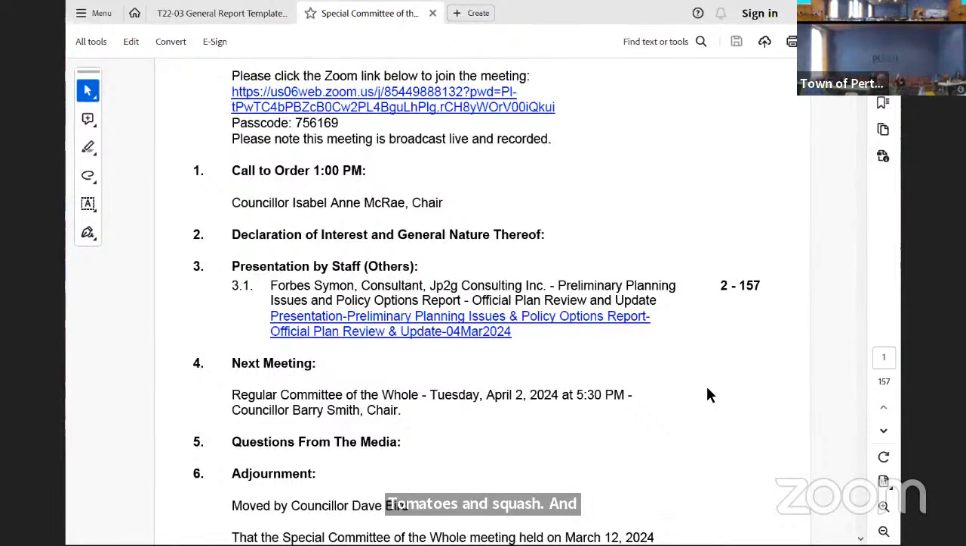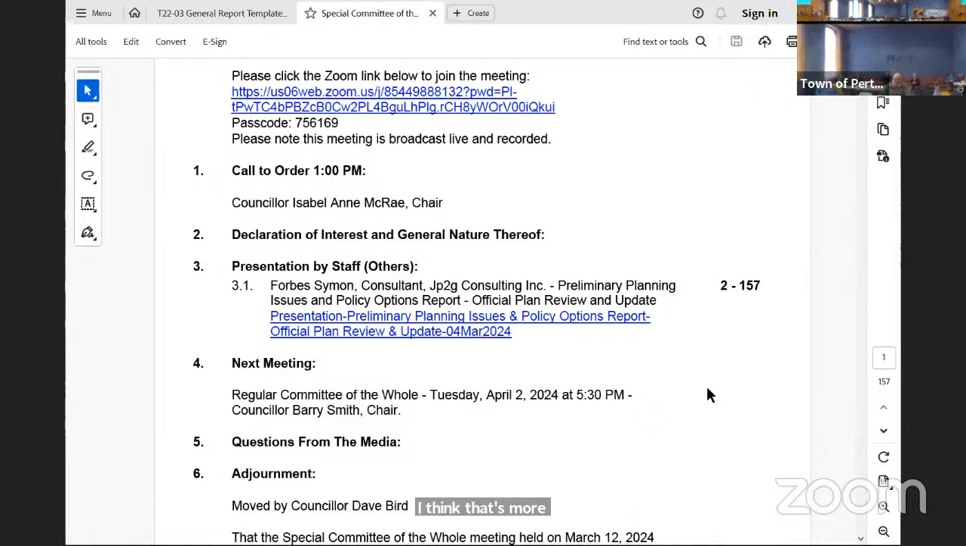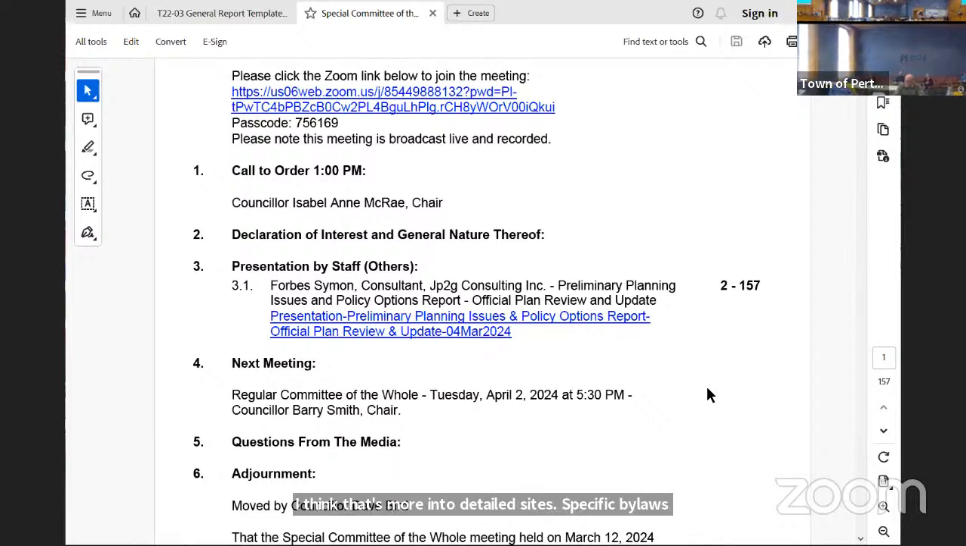And I think in this day and age, a certain tolerance in our bylaws to accommodate individual wishes like that should be attempted. And so I don't think that official plans really get into whether a front yard should be parking or grass or tomatoes. I think that's more into detailed site-specific bylaws, yard bylaws, property standards bylaws, or even the zoning bylaw to a certain extent. But at the policy level, you talk about being generally supportive of growing food. That's my personal take on it.